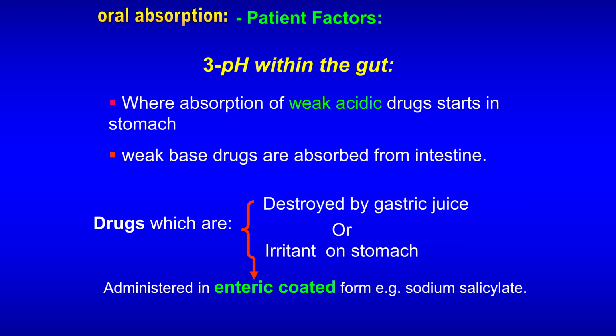Drugs that are destroyed by gastric juice, or irritant to the stomach, are often administered in an enteric-coated form, to protect them until they reach the intestine. An example of this is sodium salicylate.